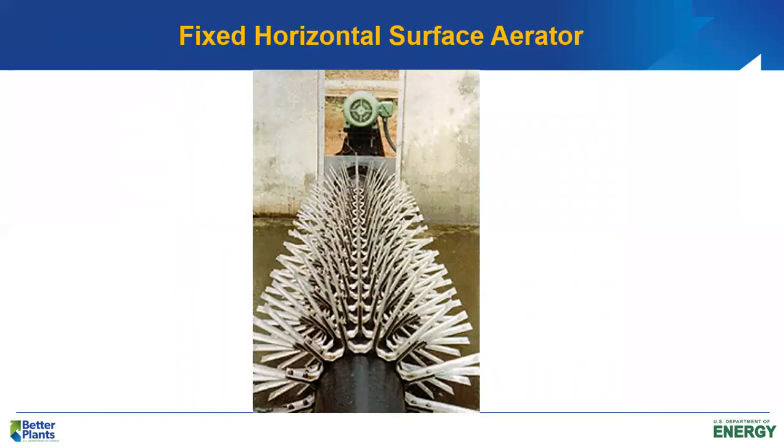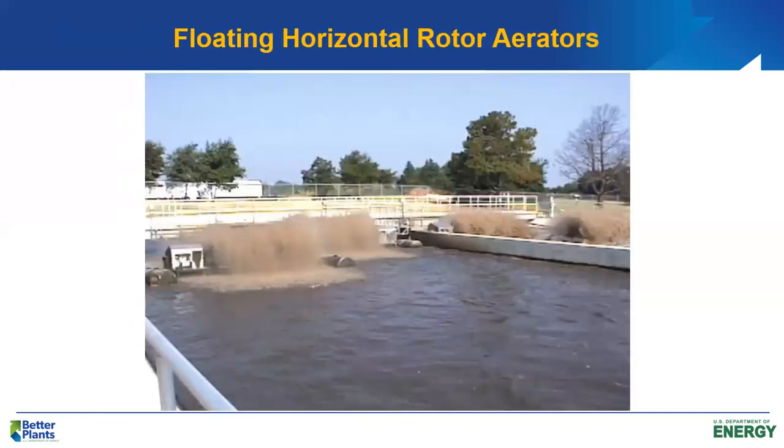Fixed horizontal surface aerators are approximately equal to a high-speed surface aerator, and we'll talk about transfer rates in a little while, but these are typically used in oxidation ditches. We can also use floating horizontal rotor aerators.